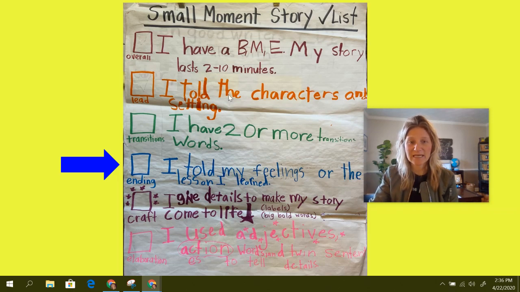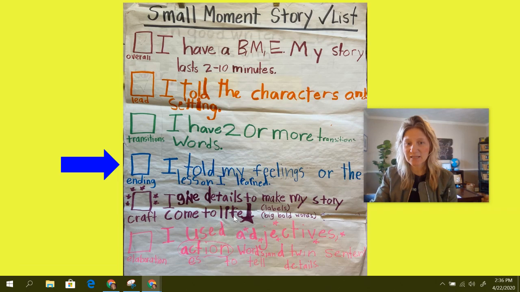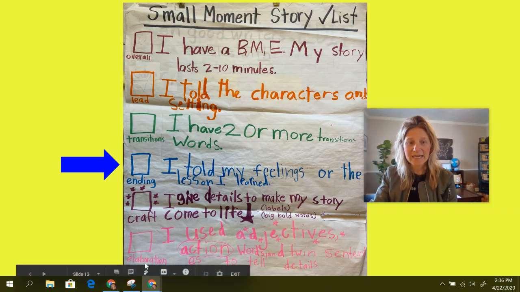In the lead or the beginning, you tell your characters and the setting. In your middle, you have 2 or more transition words. I'm going to skip over this one. This is the one we're doing today. In your middle, you also show evidence or ideas that show craft, which means details to make your story come to life. Some examples are labels or big, bold words or dialogue or inner thinking. And you also elaborate, which means that you use adjectives to describe, you include good action words, and you use twin sentences to tell details.